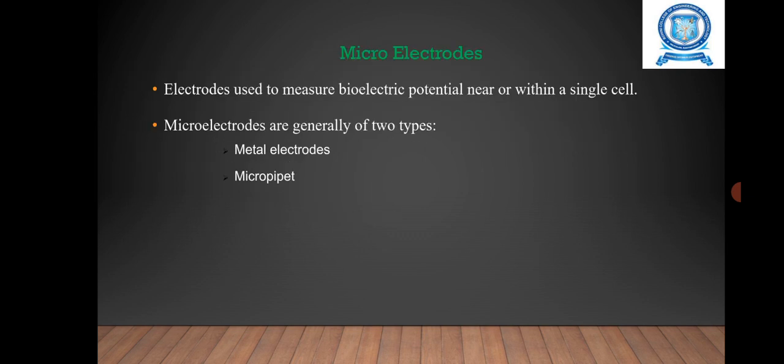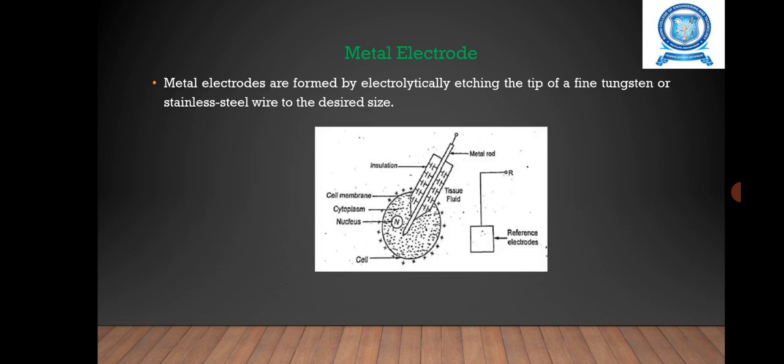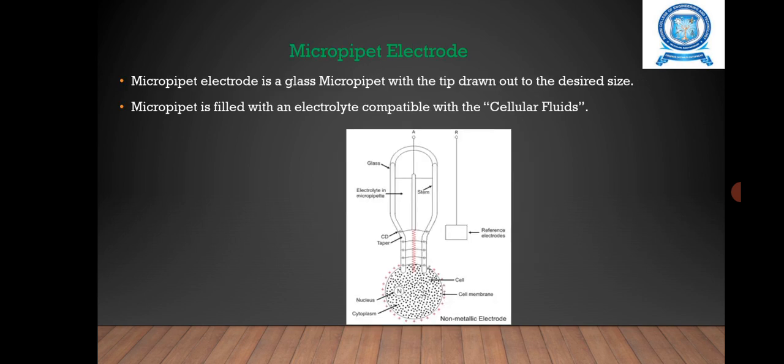The next one is microelectrodes. They are used to measure bioelectric potential near or within a single cell. They consist of two types, metal electrodes and micropipet electrodes. The first one is the metal electrode. It is formed by electrolytically etching the tip of a fine tungsten or stainless steel wire to the desired size. Then the wire is coated with an insulating material. Then the next one is the micropipet electrode.